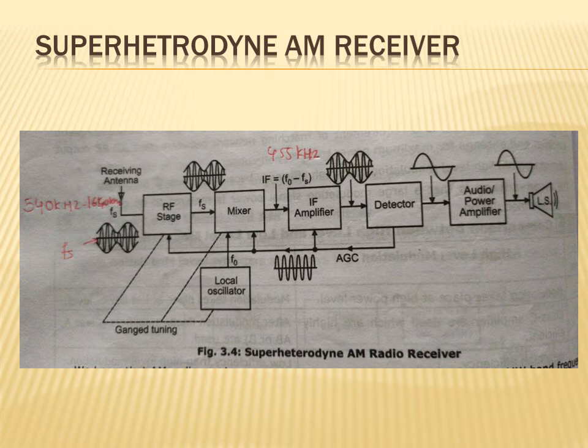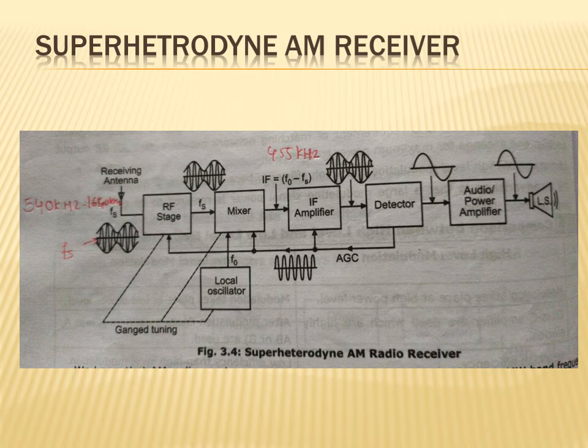What is the function of detector? It removes the carrier signal and generates the original signal back. So at the output we are getting this original signal, which is given to the audio or power amplifier, which amplifies the signal and increases the power level, that is the strength of the signal. Last, it is given to the loudspeaker. This loudspeaker converts electrical signal into the audio signal.